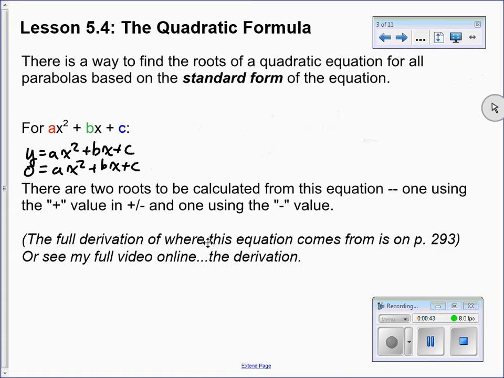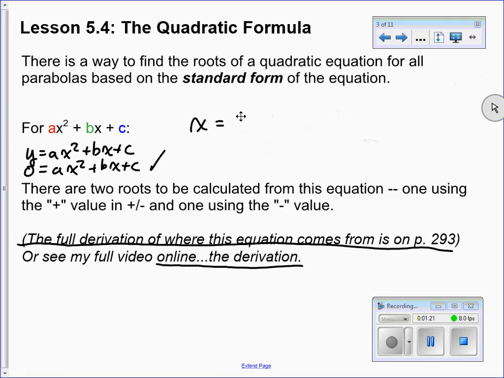As you can see here, I said the full derivation for this equation is on page 293, and I provided a video for you to look at if you wanted to see how it came about. Now, as I said before, we're looking at this basic equation and solving for it. What we're looking for is what x values make the right side of ax squared plus bx plus c equal to 0. That's all we're looking for.